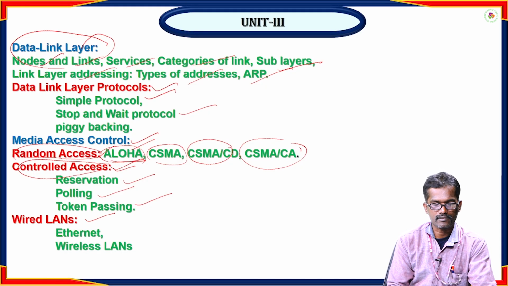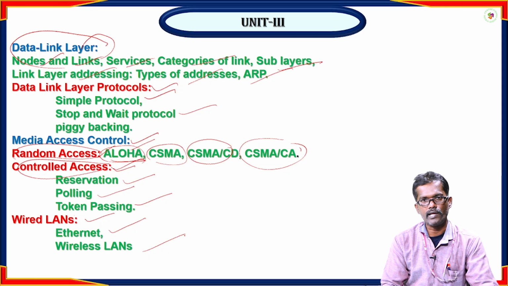And then coming to the LANs, wired LANs, we will see the Ethernet and wireless LANs. This is regarding unit 3.